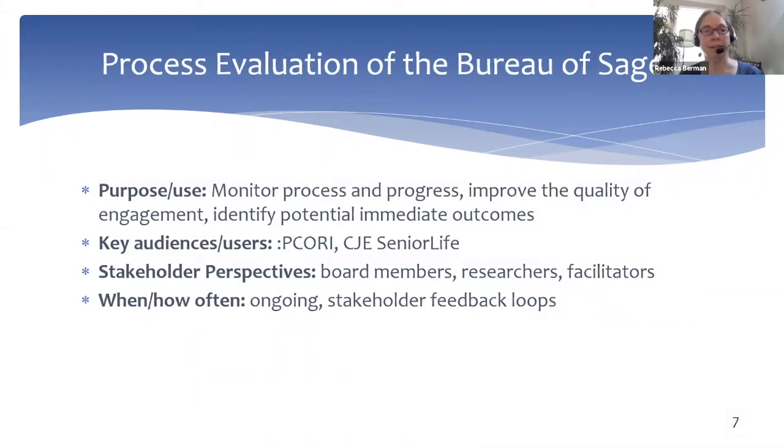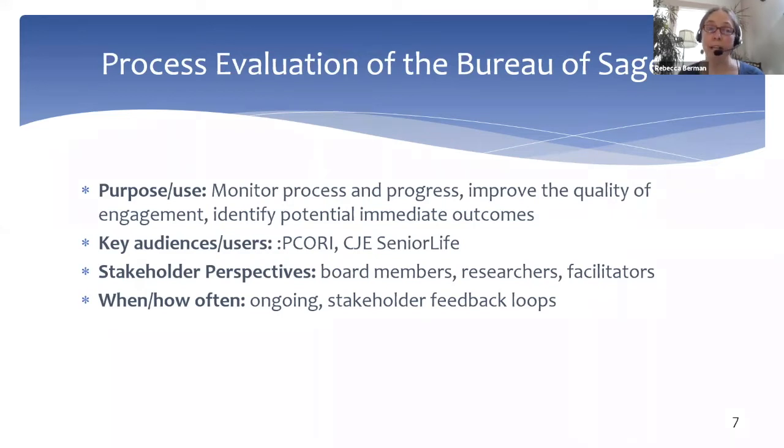So for process evaluation, there's really like 4 key elements to think about. The first is to think about what is the purpose or potential use of your evaluation. The best way to illustrate this is to talk about how we did this for the Bureau of SAGES, which was our original board. And that process happened over a 2-year process.